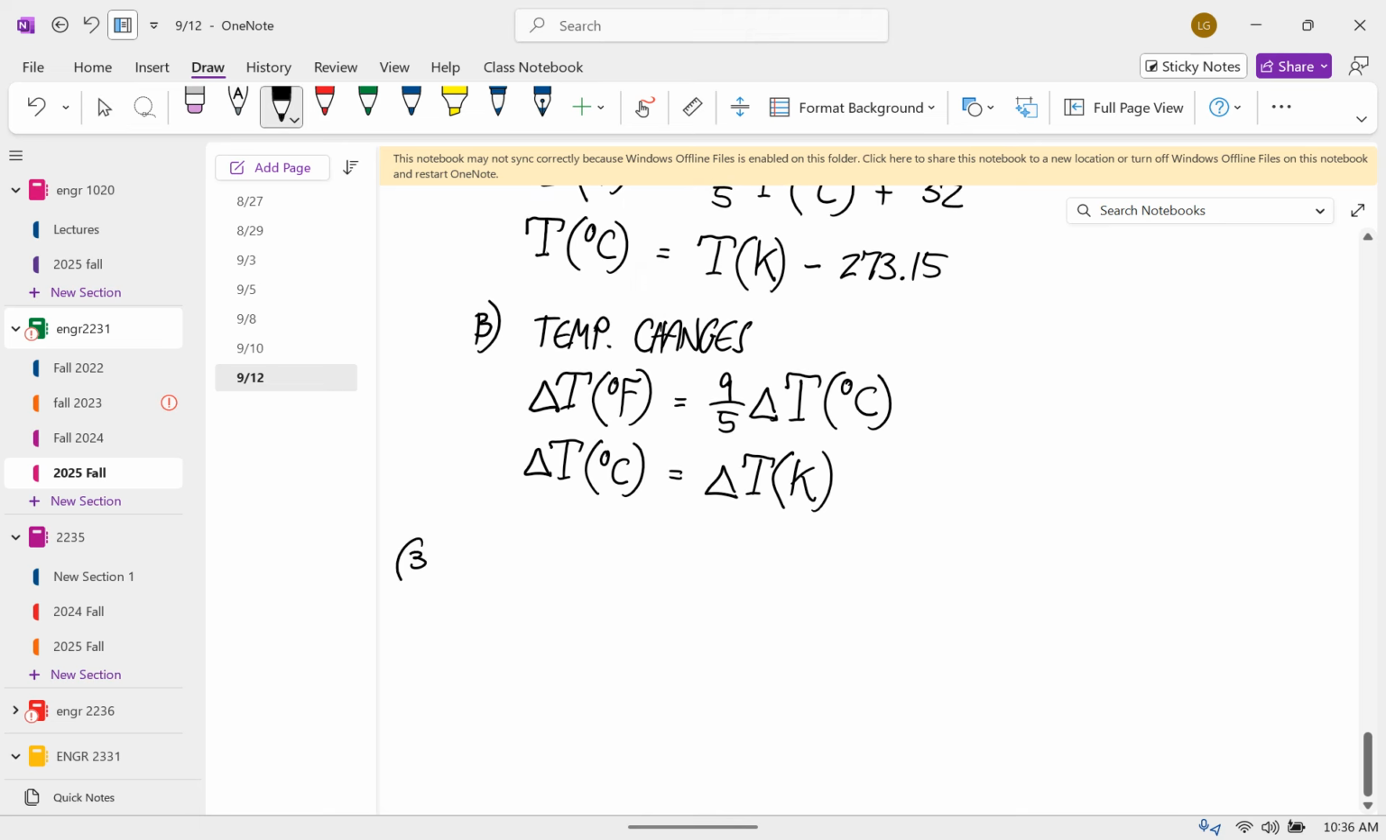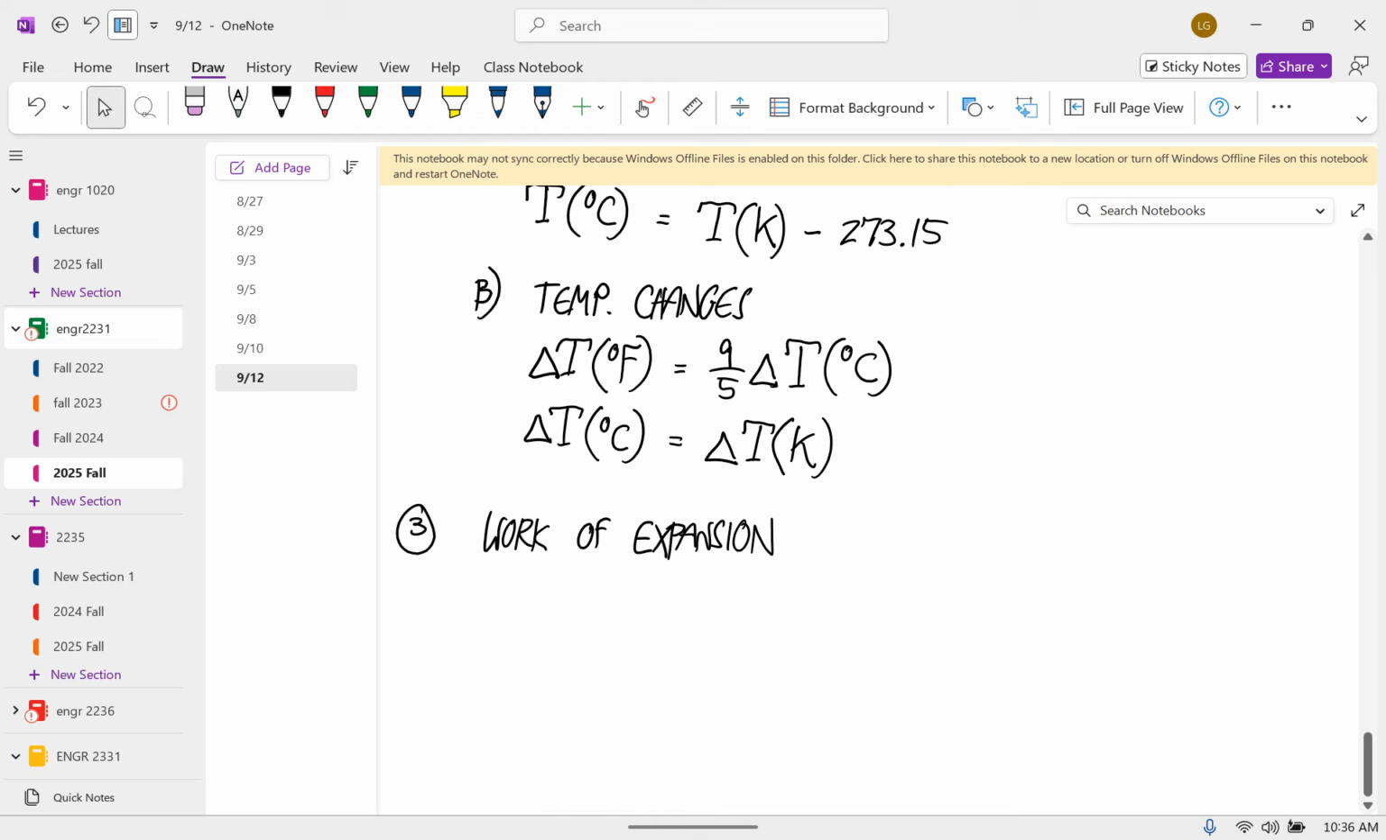Third, we talked about the work of expansion. This really only pertains to gases. It's almost never worthwhile to calculate the work of expansion for a liquid because liquids are basically incompressible, and we'll use that fact a lot later on.